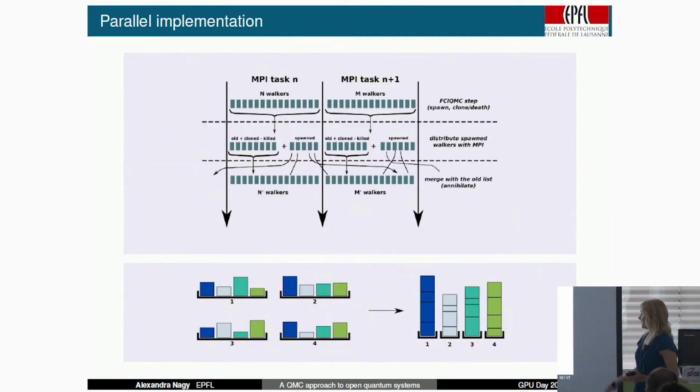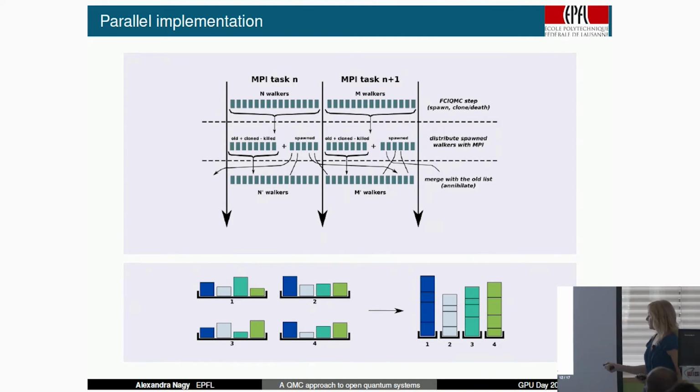The program flow can be seen on this picture too. Everyone is next to each other doing the Monte Carlo step. They have newly spawned workers, which are assigned by the hash function to one of the processes. They redistribute it during the communication, and then everyone is working again.